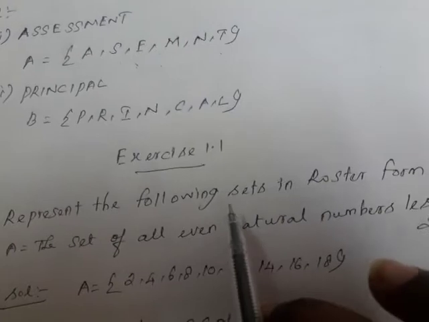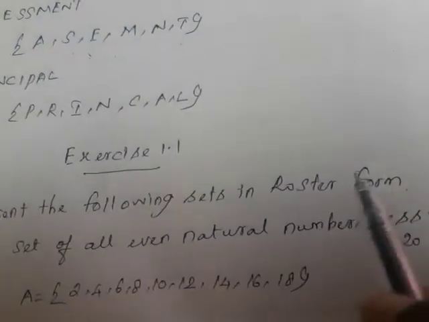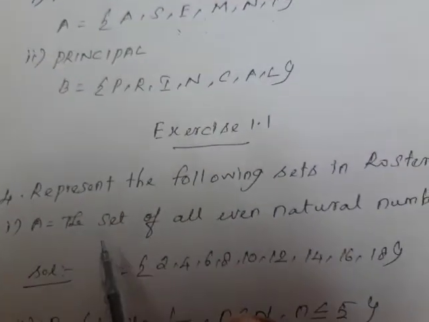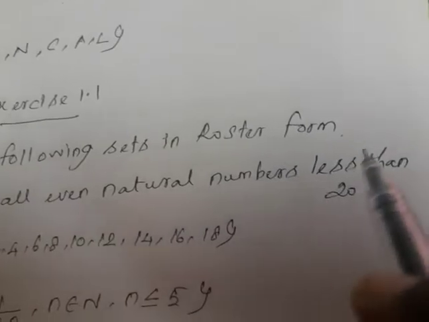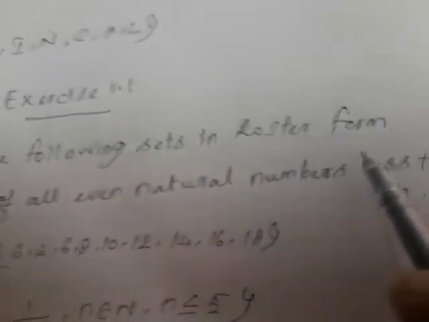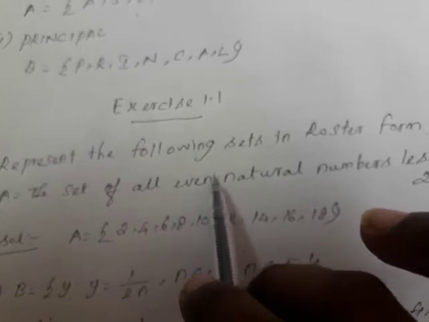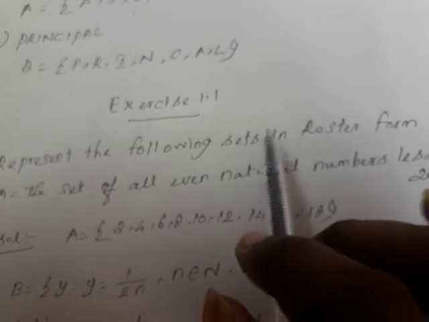Next we move to exercise 1.1. Represent the following sets in roster form. Set A is equal to the set of all even natural numbers less than 20. Here the question is given in descriptive form. This one you have to convert and write in roster form.